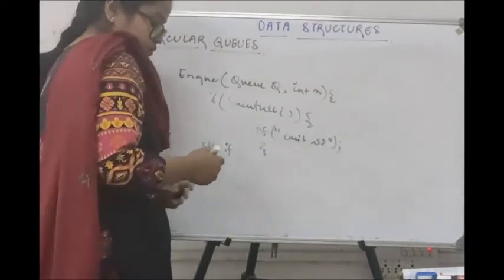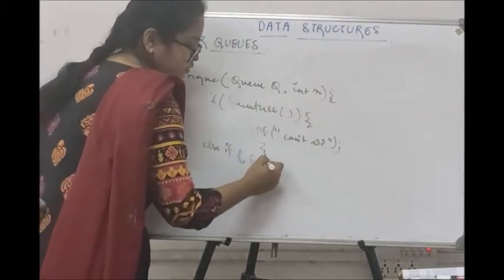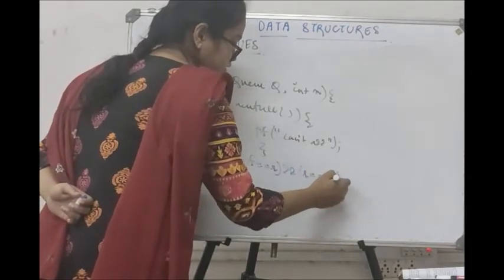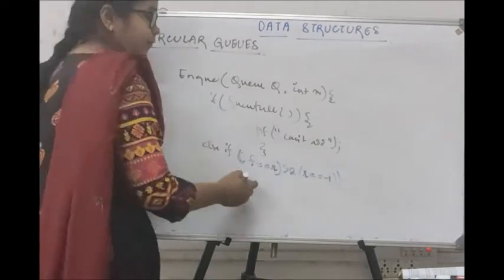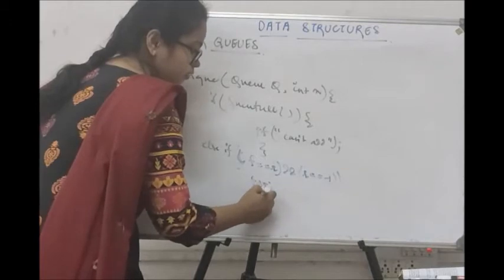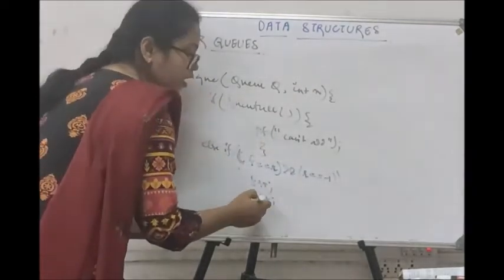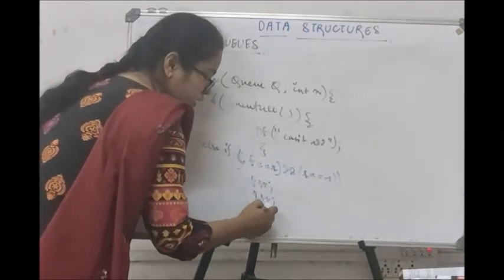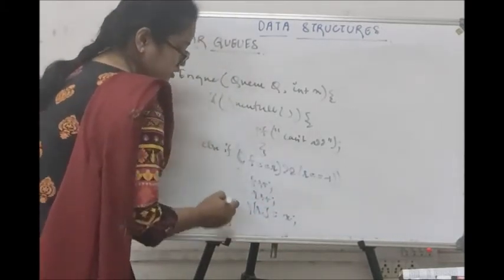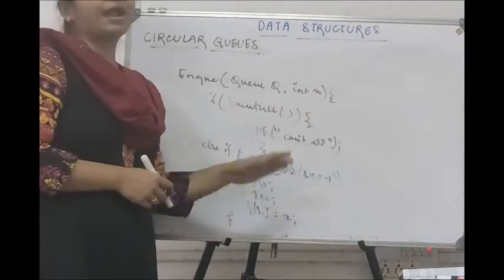If the queue is already empty, for that matter, what do we write? If F is equal to R and R is equal to -1, this is the condition for empty. If this is true, then what will happen? We will increment front and rear. That is, we will bring them to 0 and we will put the element. Okay, how to put the element? Q[R] will be updated, and what will be put? X will be put. Okay, so this is what happens when no element is present and we are going to add the first element.